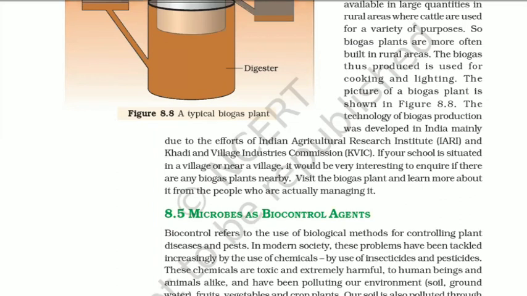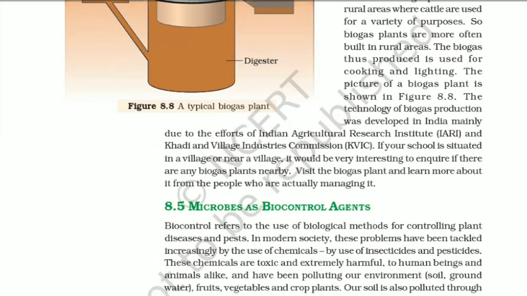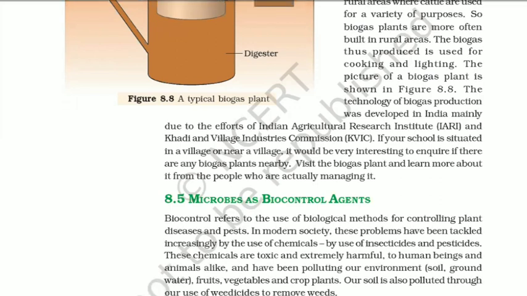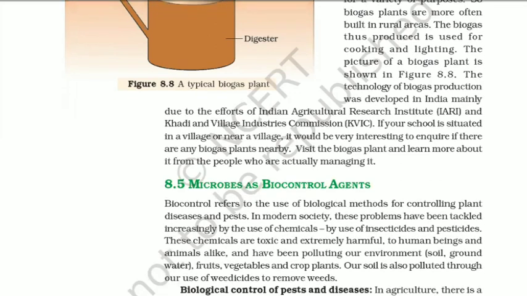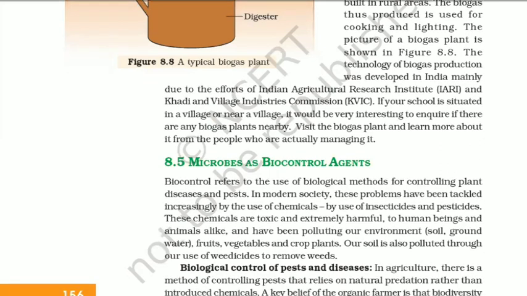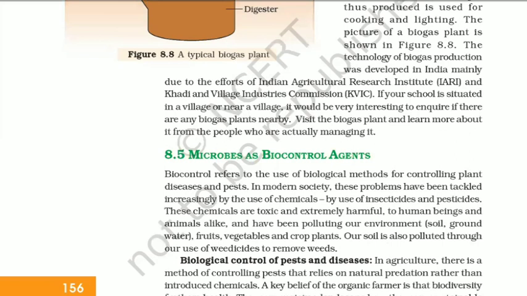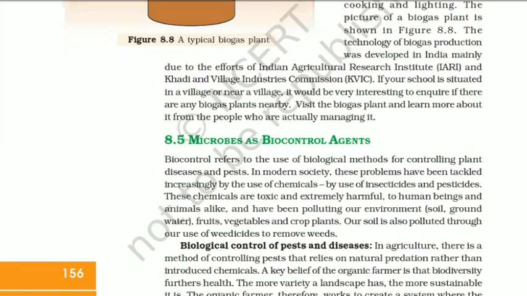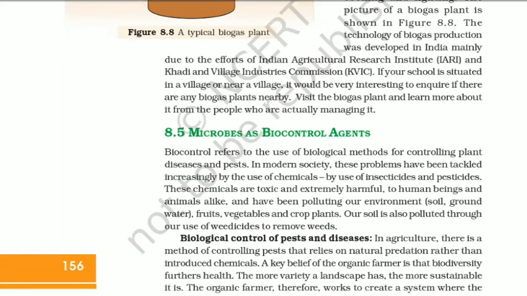The technology of biogas production was developed in India mainly due to the efforts of the Indian Agricultural Research Institute, IARI, and Khadi and Village Industries Commission, KVIC. If your school is situated in a village or near a village, it would be very interesting to inquire if there are any biogas plants nearby. Visit the biogas plant and learn more about it from the people who are actually managing it.